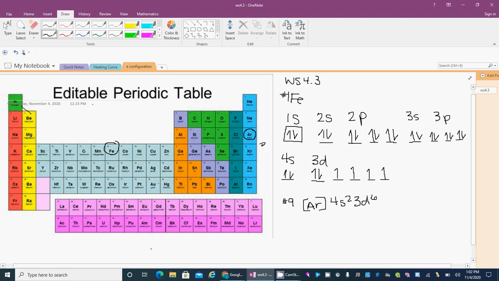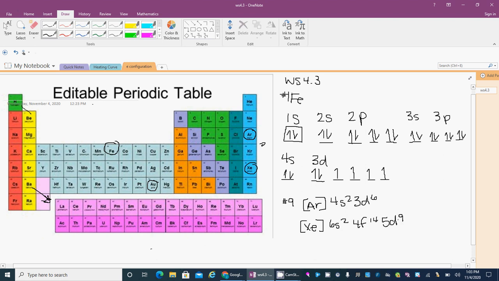So like if we were doing gold, we would go up here to xenon, we would write xenon in brackets, and then we would abbreviate. We would have our 6s2. Don't forget you got to go down from here to here. So we would have 4f14, and then we would come back up here to 5d, 1, 2, 3, 4, 5, 6, 7, 8, 9. And that would be our abbreviated version for gold.